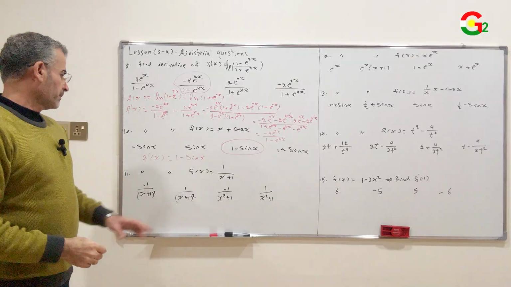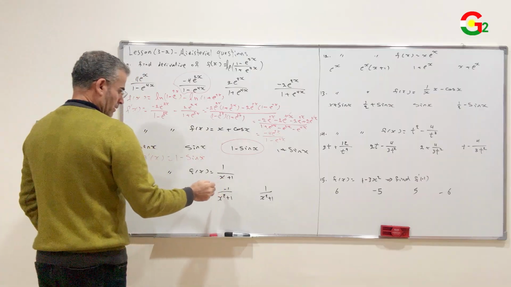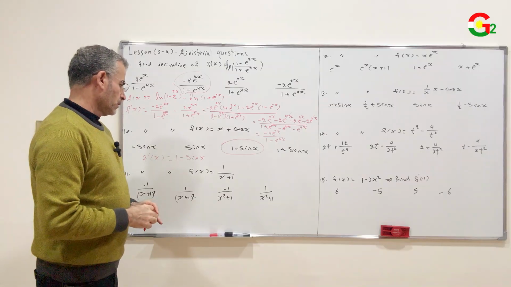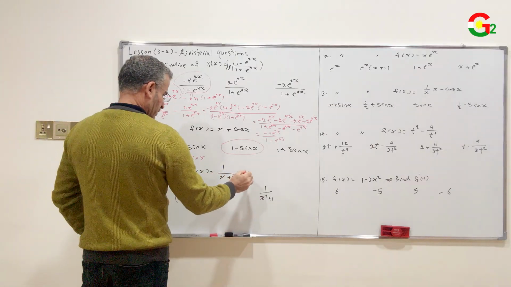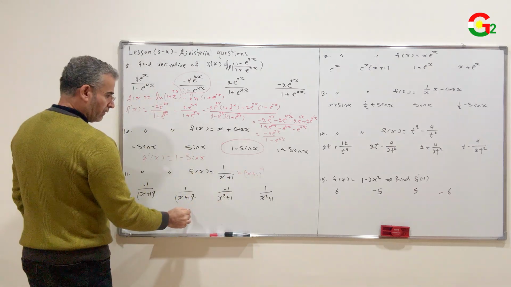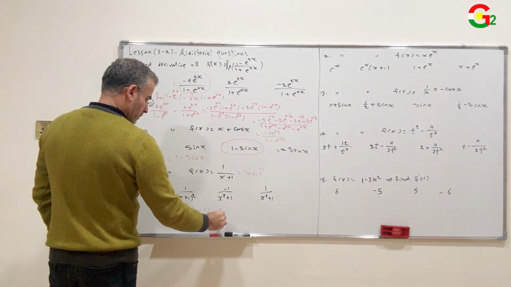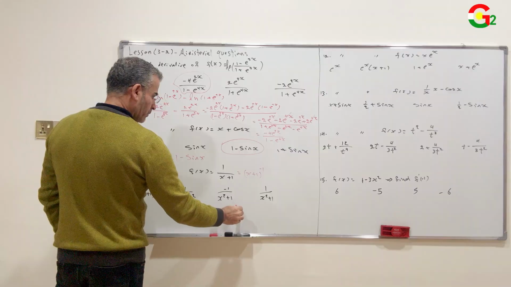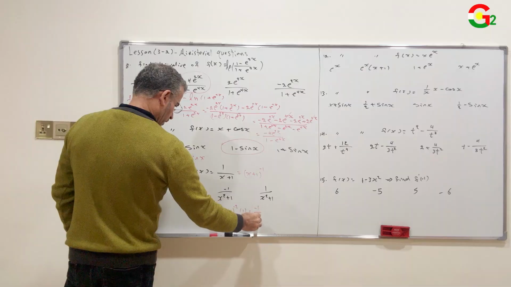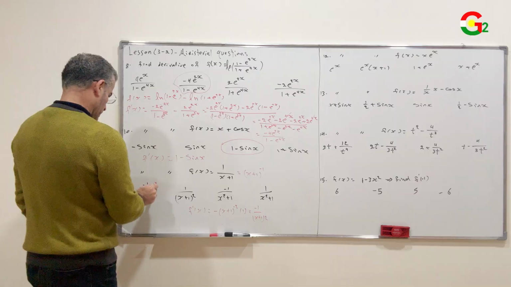Question number 11. F of x equals 1 over x plus 1. We can apply the derivative of division of two functions, or we can rewrite this function as (x plus 1) to the negative 1 and find the derivative of it. F prime of x equals negative (x plus 1) to the negative 2 times 1, equal to negative 1 over (x plus 1) squared. Choice A.